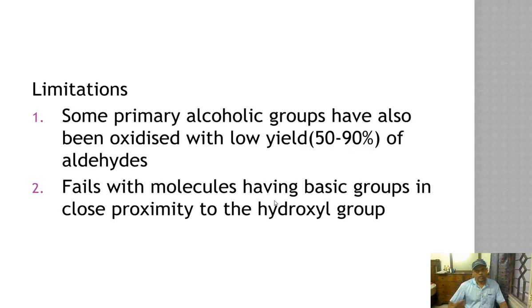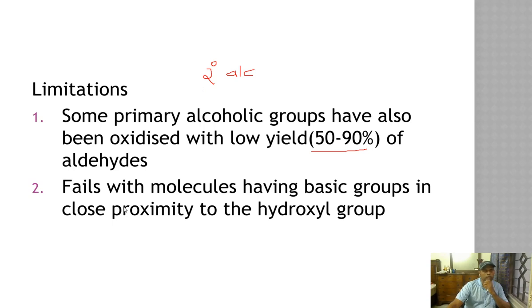So okay, there is one more thing left here. There is some limitation in this reaction. Some primary alcoholic groups have also been oxidized. It is supposed to oxidize only the secondary alcohol, right? Sometimes, if there is a primary alcohol, even the primary alcohol is going to get oxidized, to the extent of 50 to 90%. So that is the disadvantage of this Oppenauer oxidation reaction.